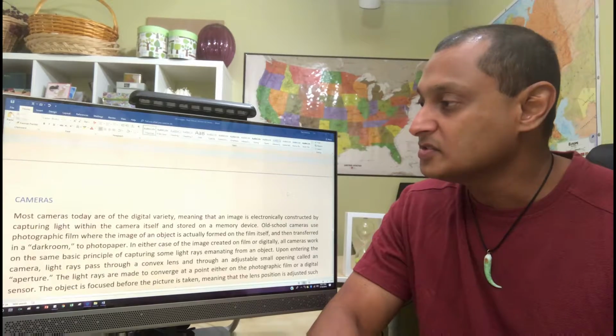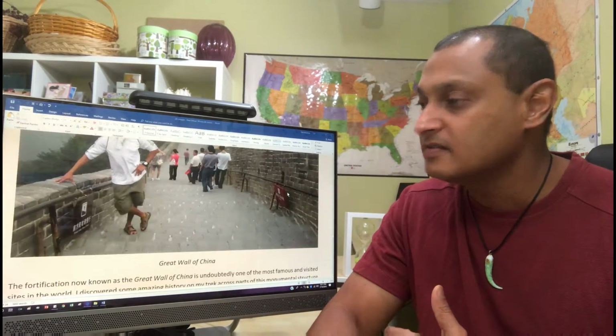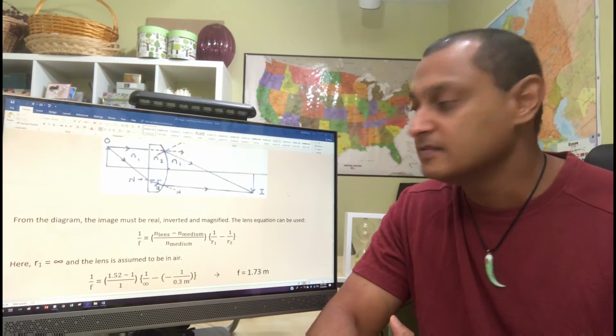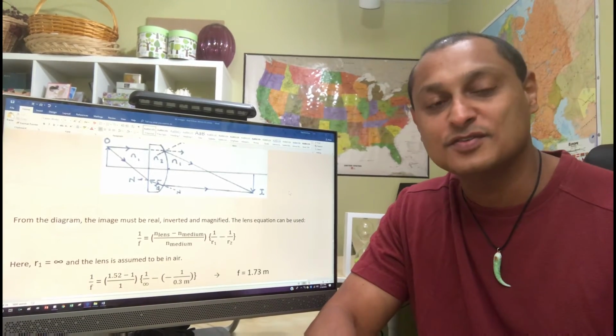All right, and there are several examples to consider at the end of the chapter, and the reader should find this very enlightening, I believe, in the formation of images, in particular if you're into photography.